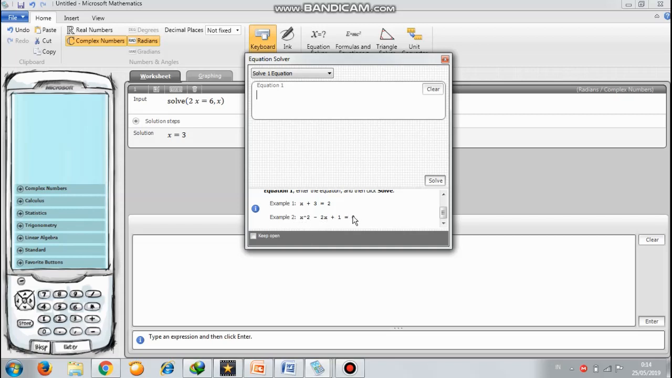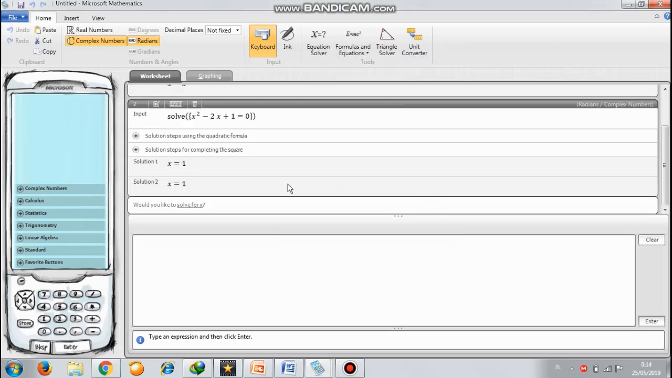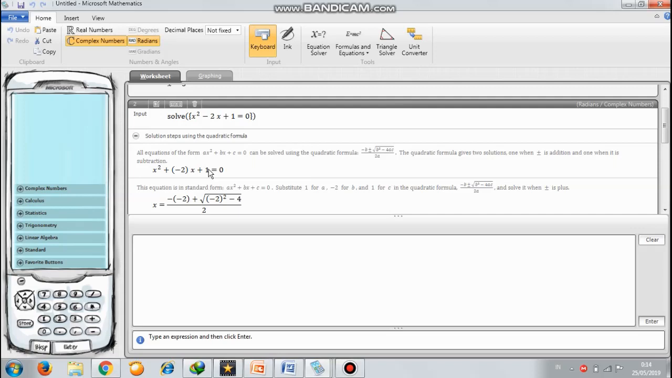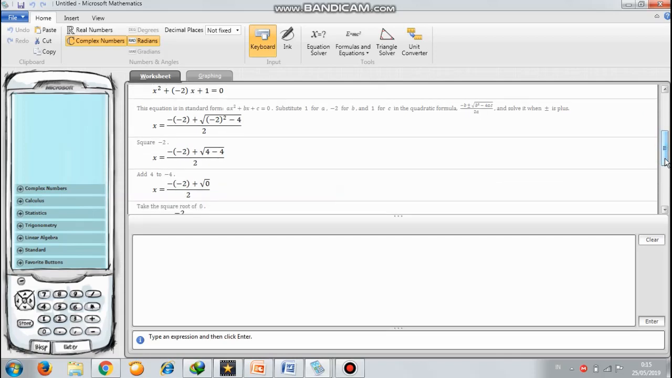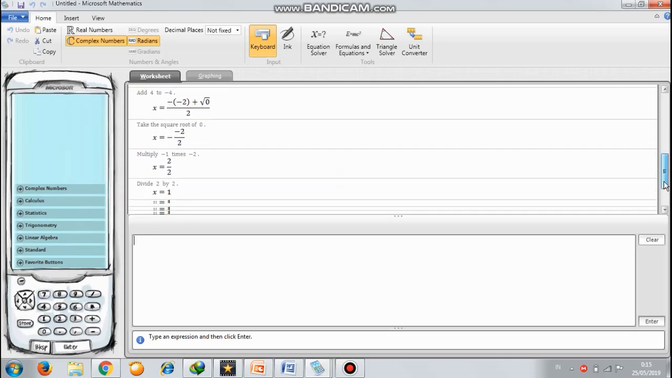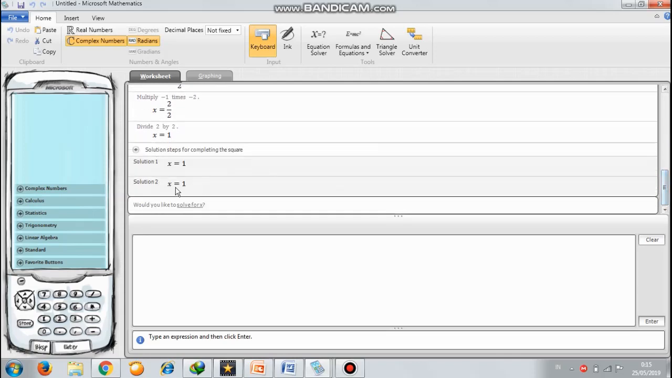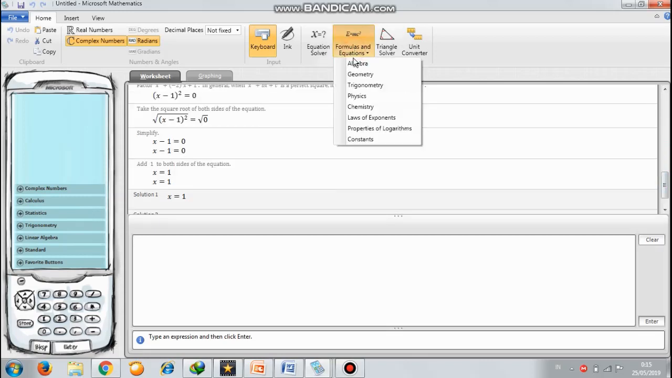That is a linear function, and then the second is a quadratic function. For example, we choose the second function and click solve. It will show the solution, and if we click the plus sign, the steps will appear. The solution is available in two choices.